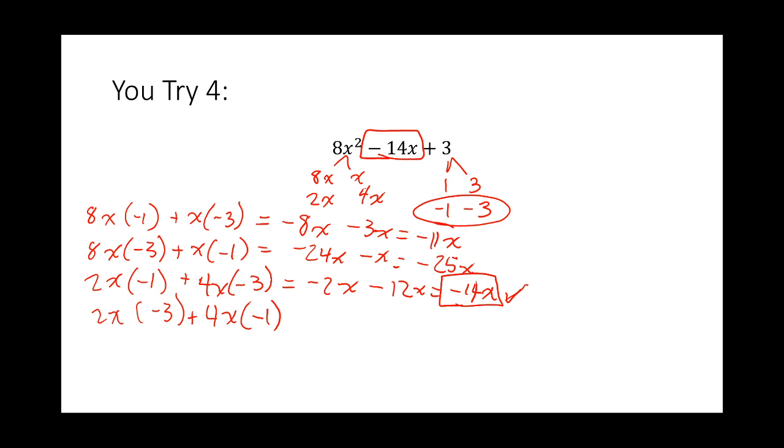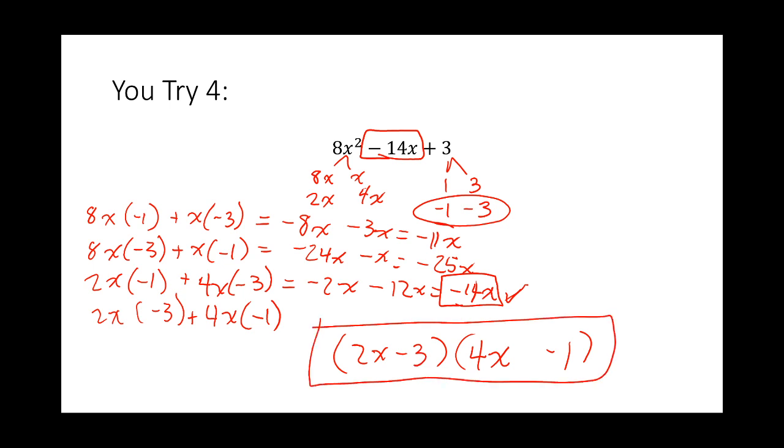Now we just need to put them in separate parentheses. So that means 2x goes in the left one, negative 1 goes in the right one, 4x goes in the other one, minus 3 goes in the other one, and we're done.